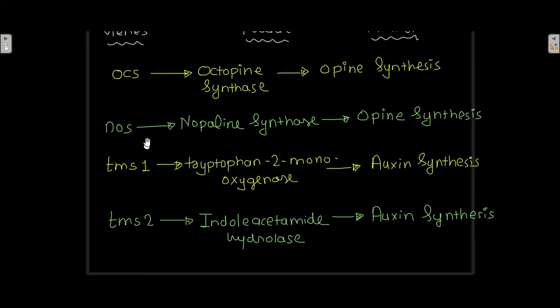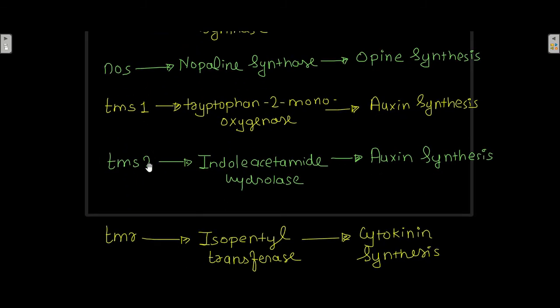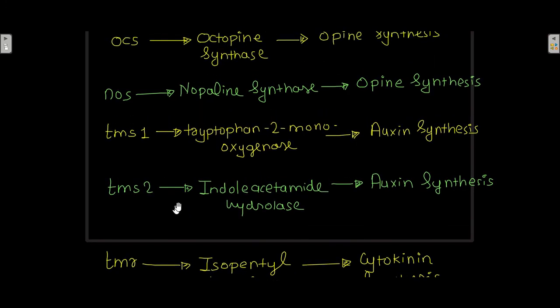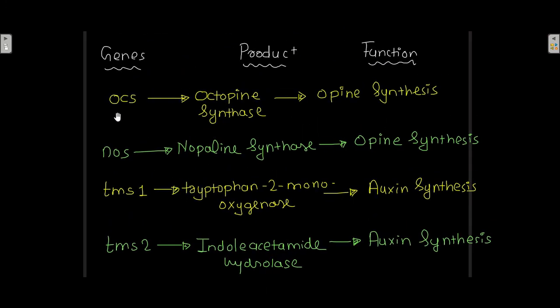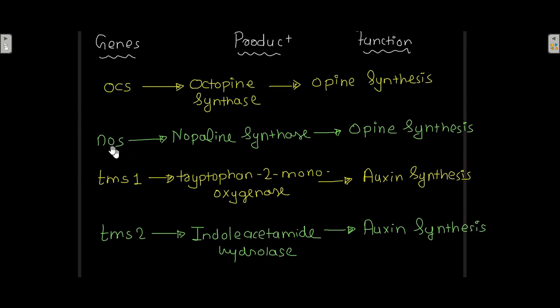So these are the different genes which are present in your Ti plasmid, and let's discuss the genes, their product and their function. So the OCS gene is there, which results in the formation of this product, octopine synthase, this enzyme, and this enzyme then results in the opine synthesis. Then there is this NOS, which results in the formation of nopaline synthase, and that also causes opine synthesis.